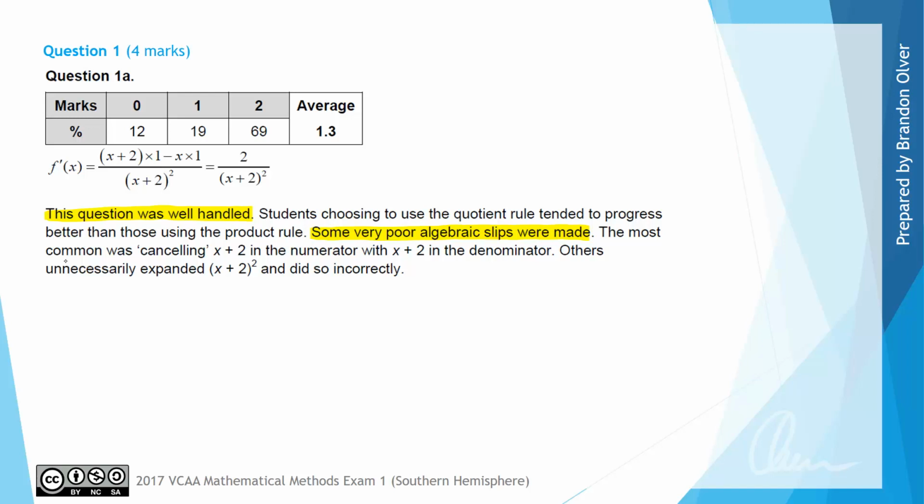The most common of these slips was cancelling the x plus 2 in the numerator with the x plus 2 in the denominator. However, unless it's a common factor, it can't be cancelled. Others unnecessarily expanded the x plus 2 all squared on the bottom line and did so incorrectly, which would have caused them to lose a mark.